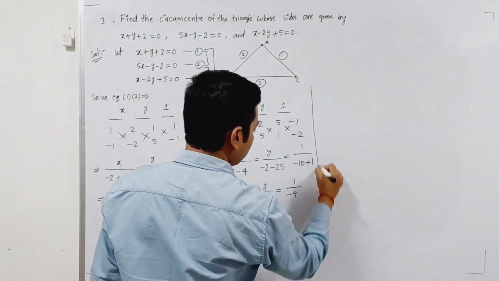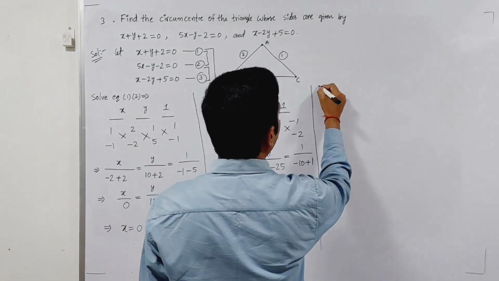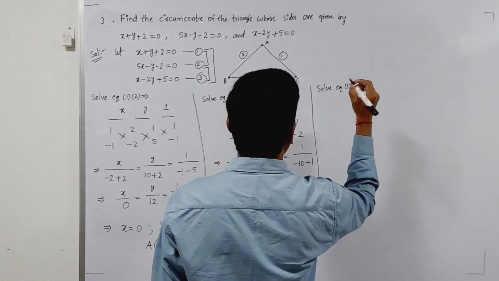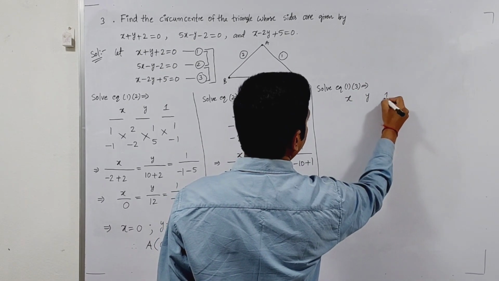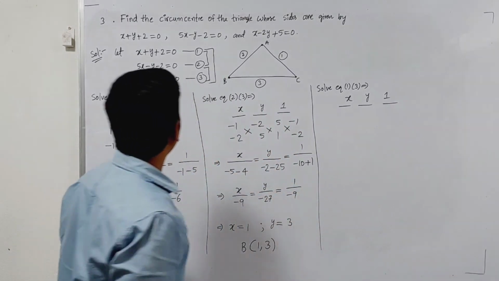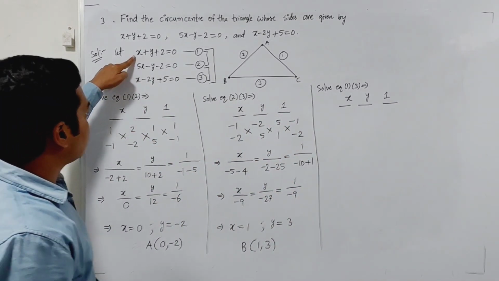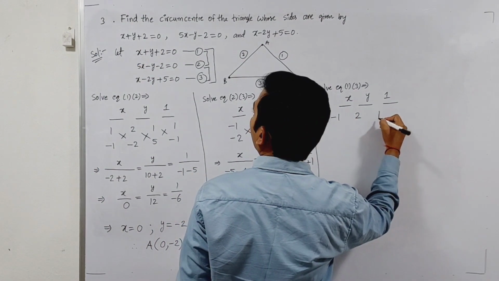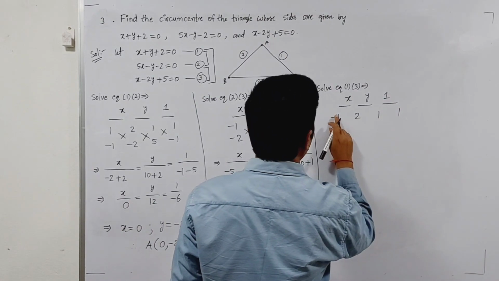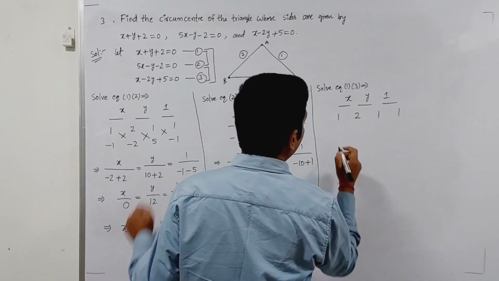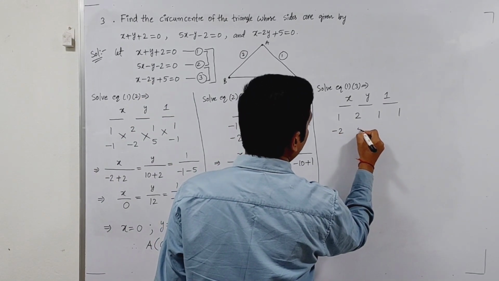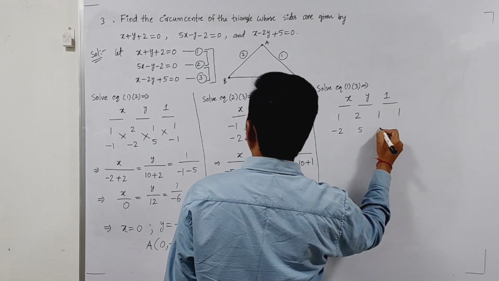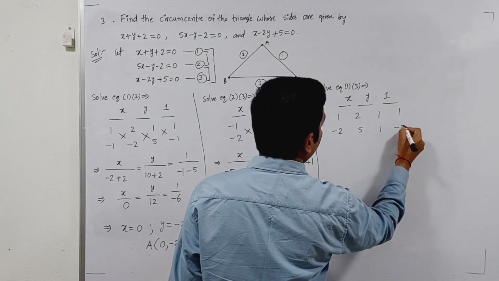Now solve equations 1 and 3. Same method, YCXY method. In equation 1, y coefficient 1, constant term 2, x coefficient 1 and again y coefficient 1. Next, in the third equation, y coefficient minus 2, x coefficient plus 5, and constant term is plus 5, x coefficient is 1, again y coefficient minus 2.